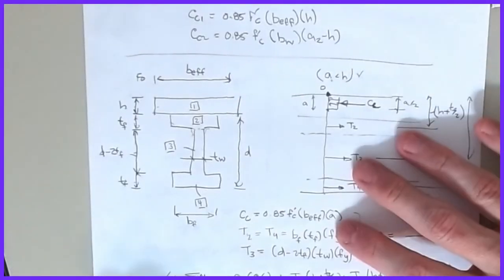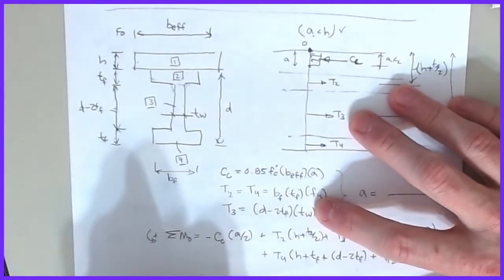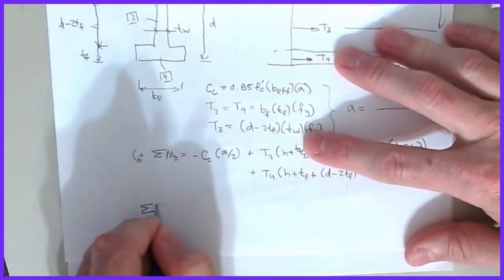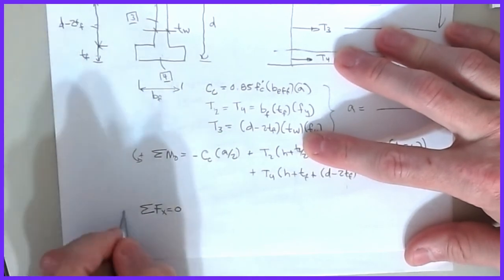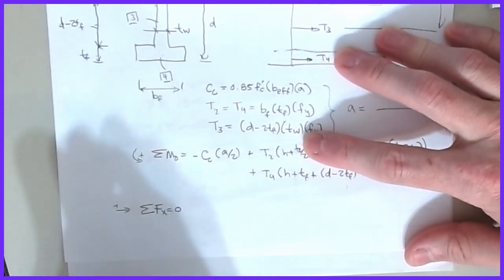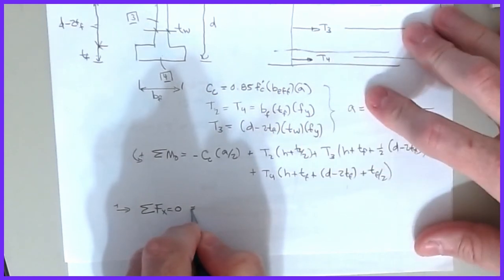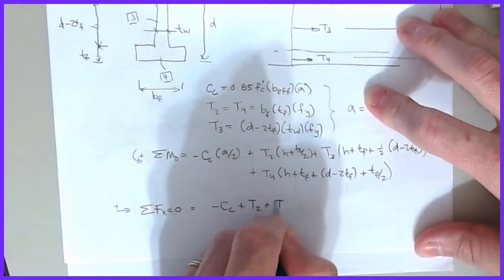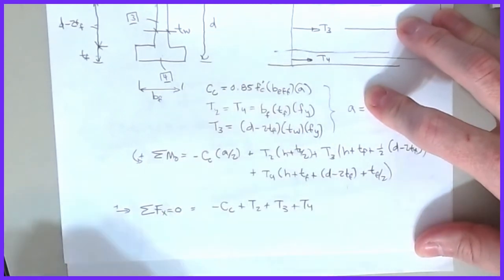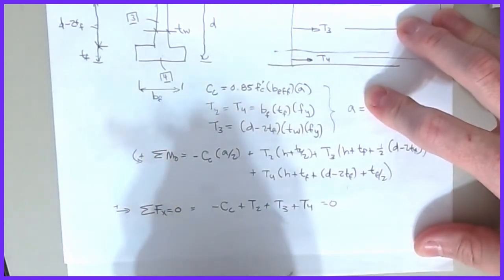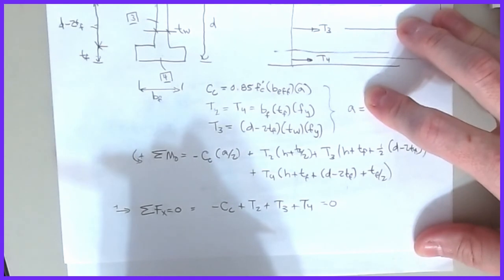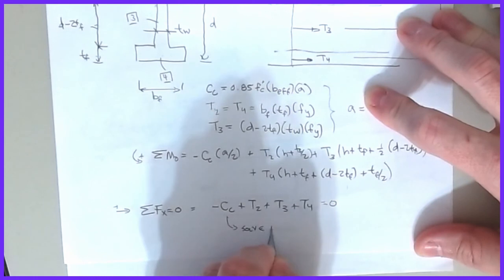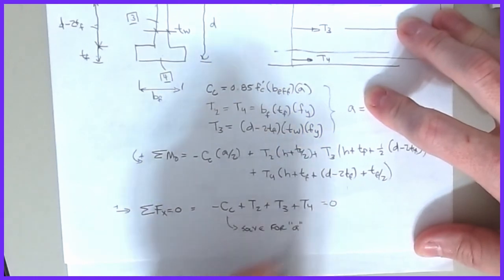I lost a. Sorry, I'm going to go ahead and write the first one out for you just so you can see it because it's the same process. Sum of forces x equals 0. This way, positive. We said so. This thing is going to be minus C sub C plus T2 plus T3 plus T4, all equal to 0, and then you plug in the parts that go to that. And so out of this, we solve for a.